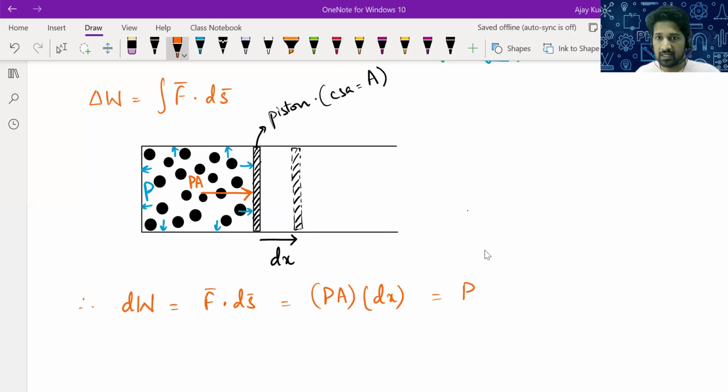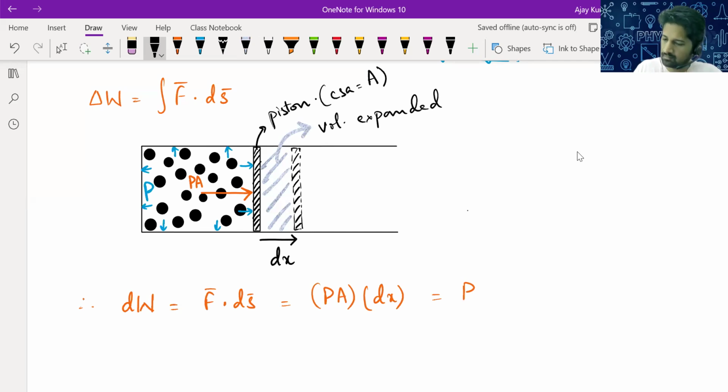Then A multiplied with dx effectively becomes volume. Area multiplied with the distance moved by the piston becomes equal to the volume expanded by the gas. So you can write work done by the gas during this small expansion as P multiplied with small change in volume dV.